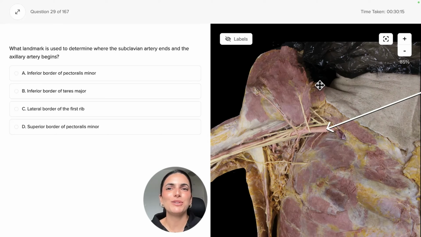What landmark is used to determine where the subclavian artery ends and the axillary artery begins?